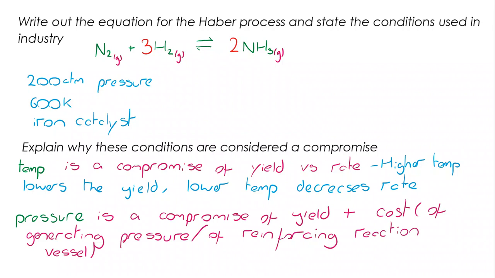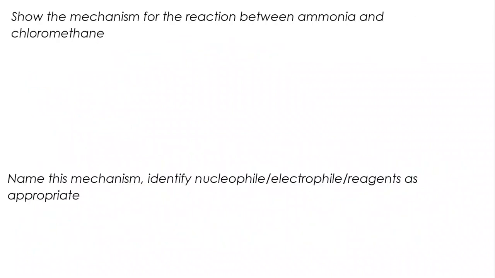The costs are partly about generating the pressure, but they're also about reinforcing the reaction vessel. If the pressure's higher, we need to make sure that the walls are thicker so that the vessel wouldn't explode when the reaction was taking place. So that would mean thicker walls, that would mean more material, that also means greater cost. So compromise is the key word in both of those things.